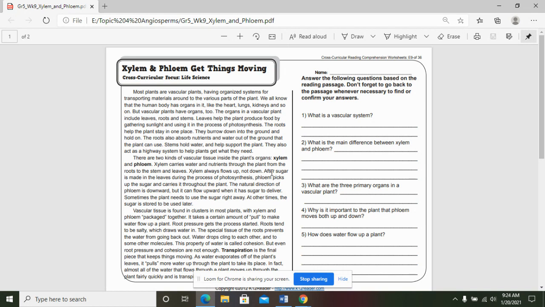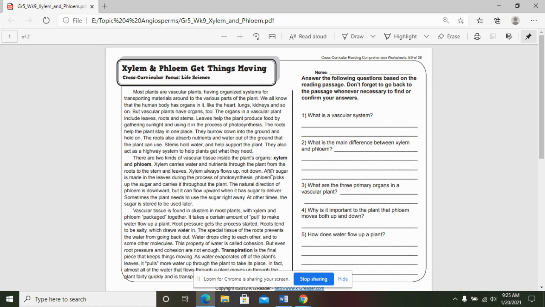Leaves help the plant produce food by gathering sunlight and using it in the process of photosynthesis. The roots help the plant to stay in one place. They burrow down into the ground and hold on. The roots also absorb nutrients and water out of the ground that the plant can use. Stems hold water and help support the plant. They also act as a highway system to help the plants get what they need.